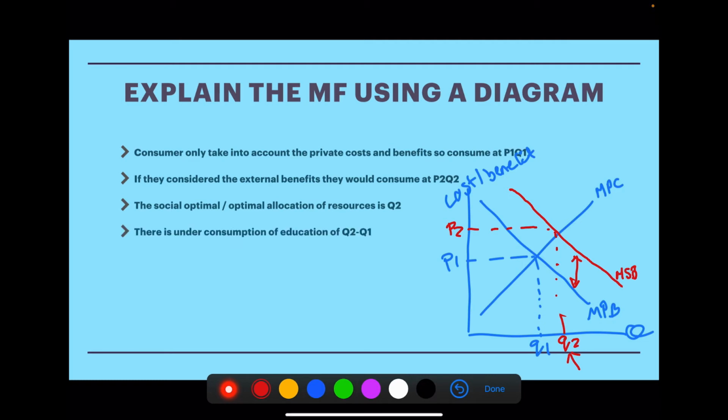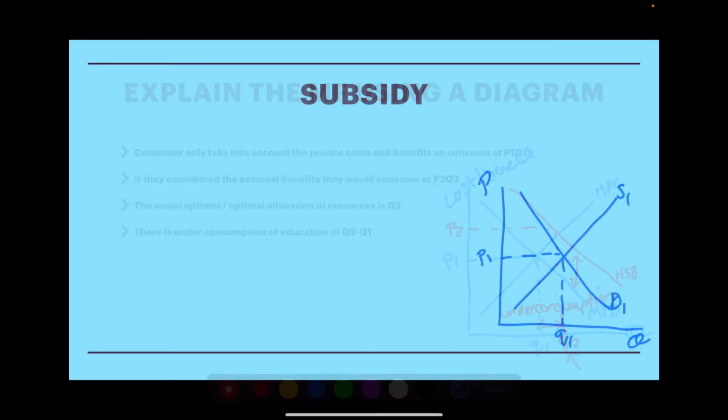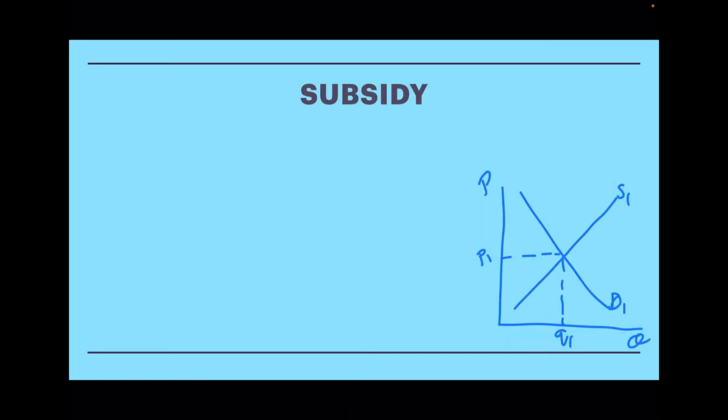So we've got underconsumption of Q1 minus Q2. So this bit here is underconsumption, and you might want to label that underconsumption. And that underconsumption is the market failure. So the government intervention should be designed to get you to Q2. So a subsidy is probably the obvious policy to talk about in this case.